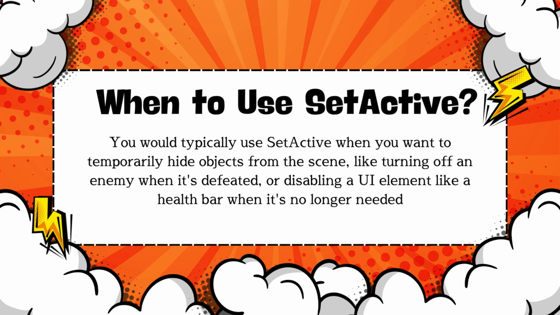When to use SetActive? You would typically use SetActive when you want to temporarily hide objects from the scene, like turning off an enemy when it's defeated, or disabling a UI element like a health bar when it's no longer needed.